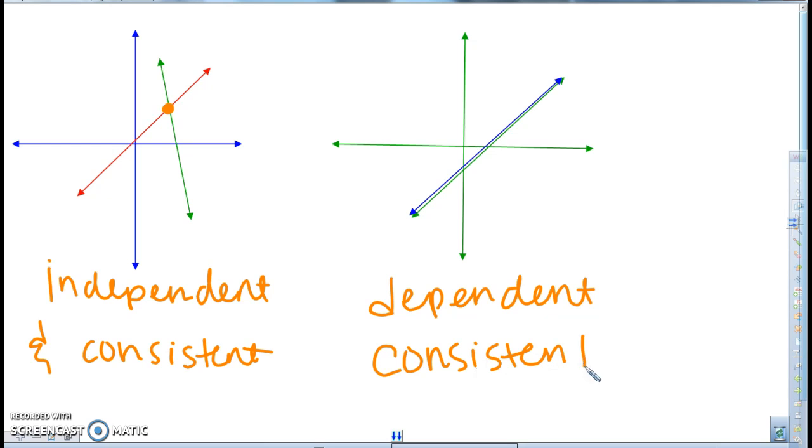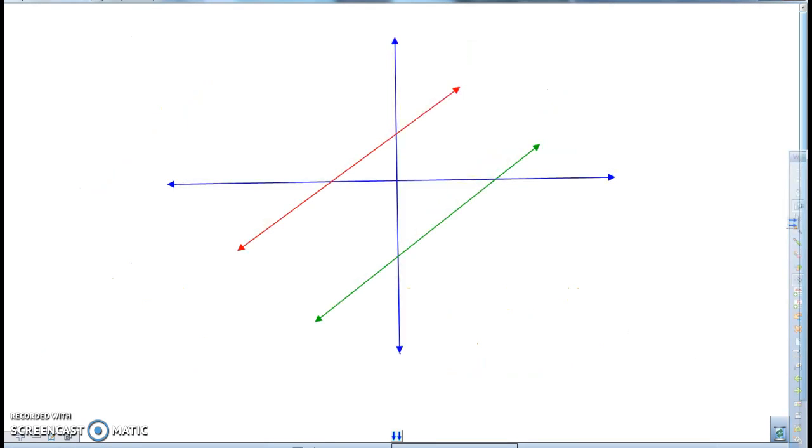So far, we've only looked at consistent lines, so let's look at inconsistent. These lines are parallel. Parallel lines are always inconsistent.